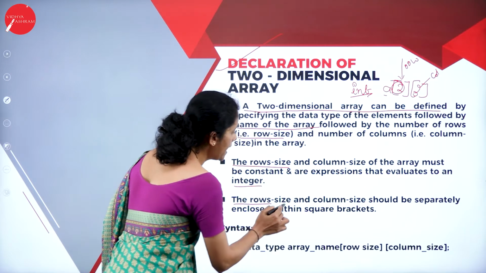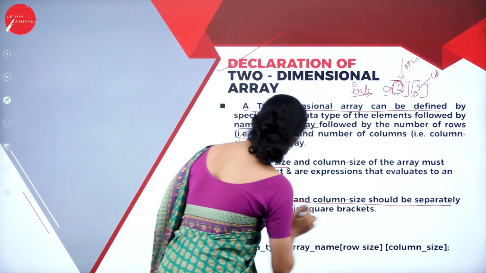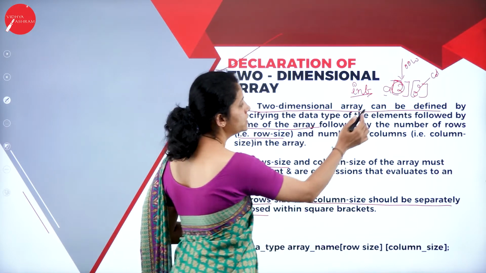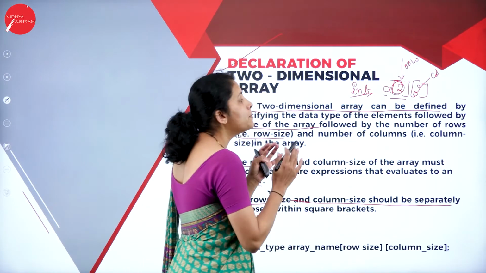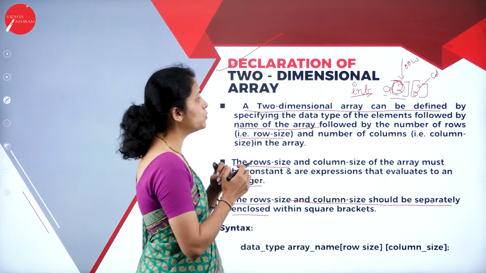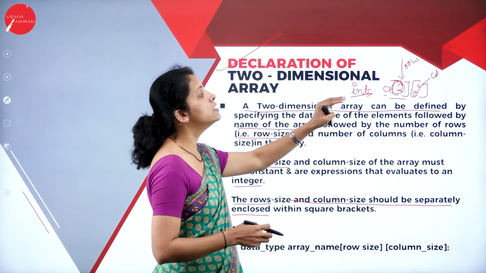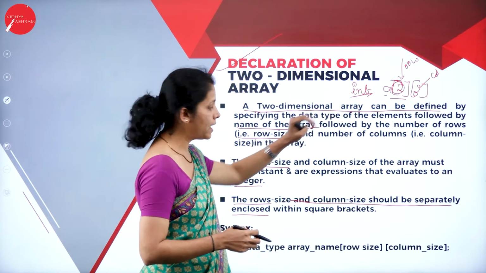The row size and column size should be separately enclosed within square brackets. So here how I'm going to write? Separately I'm going to write. So I'm going to place the row size as well as the column size in square brackets.